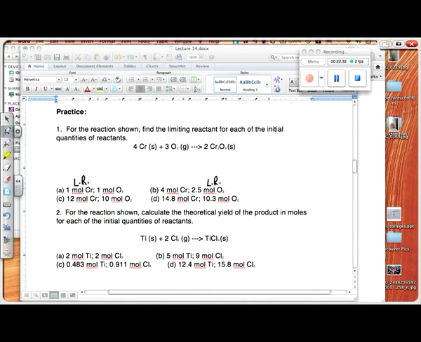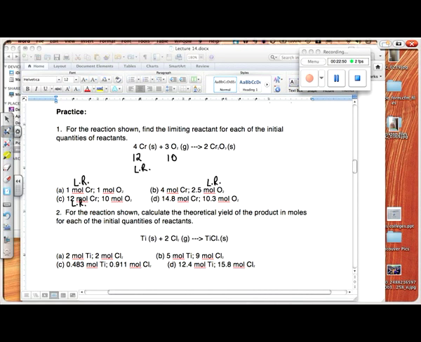C, we have 12 moles of chromium and 10 moles of oxygen. 12 divided by 4 is 3. 10 divided by 3 is 3.333. So chromium is the limiting reactant in C.